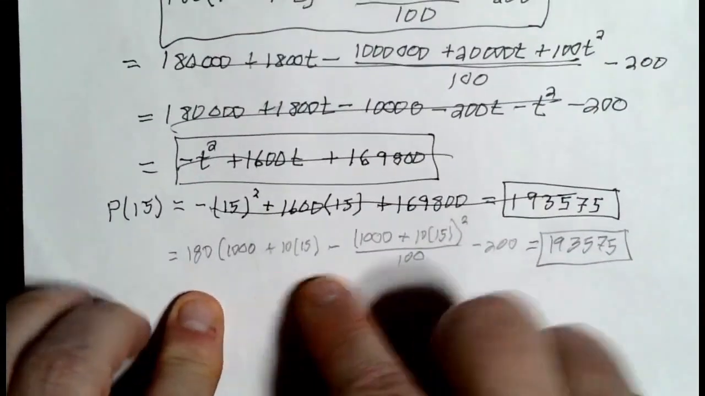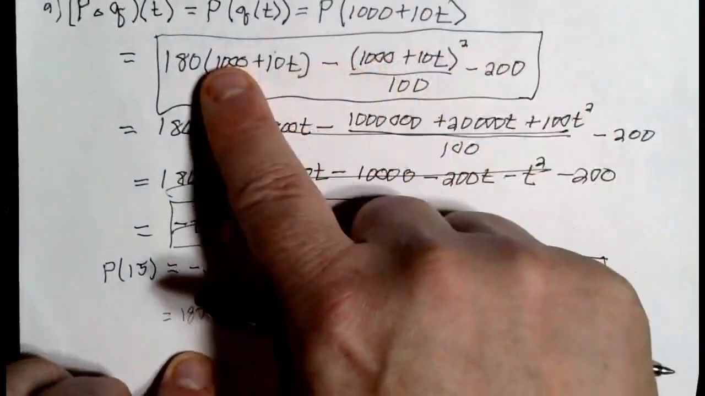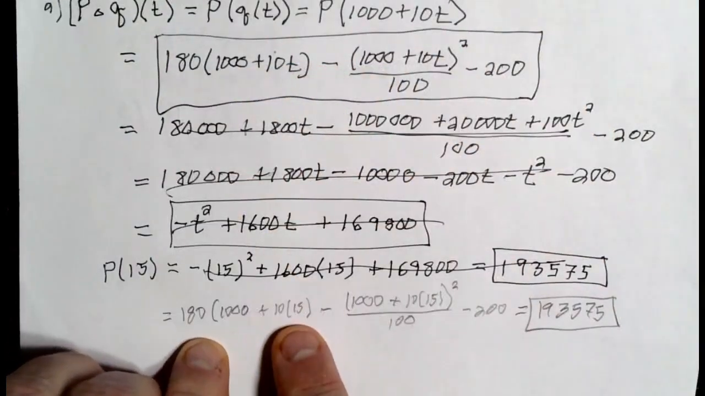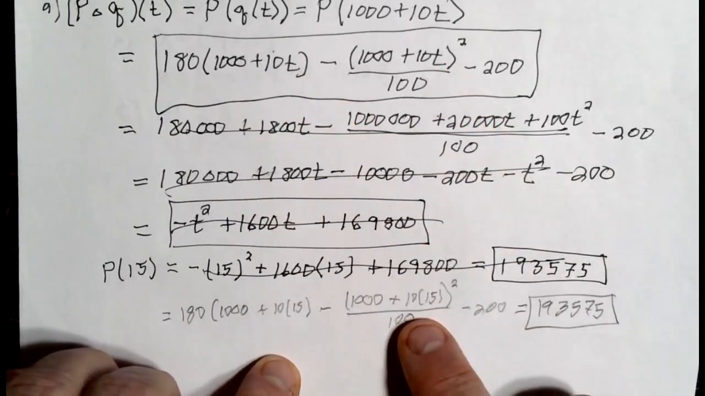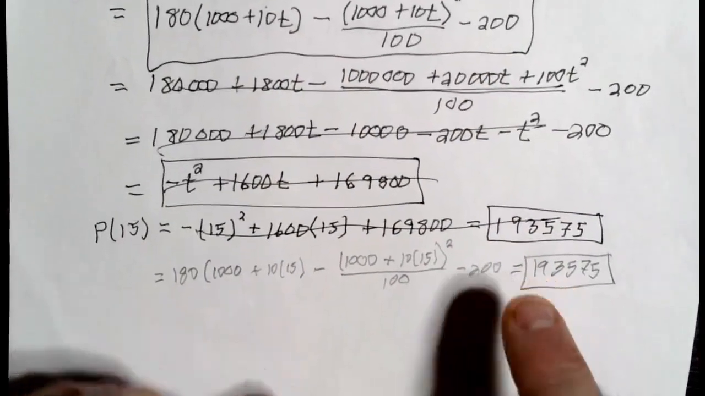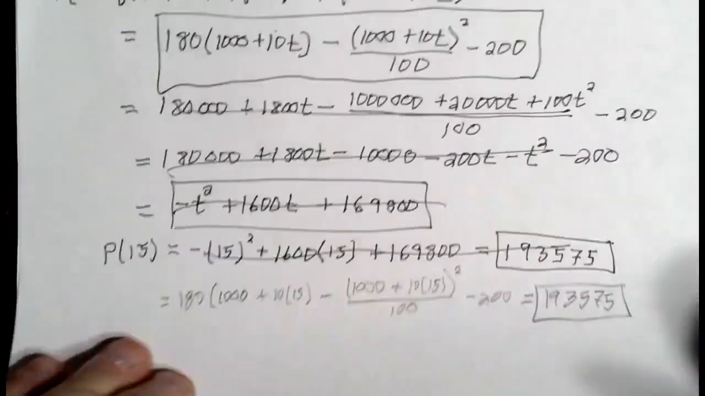Now this one just asks you to take the function that we just found and plug in 15 for t. 15 there, 15 there. And you simplify it all down, definitely wanting to use a calculator, and you get your answer.